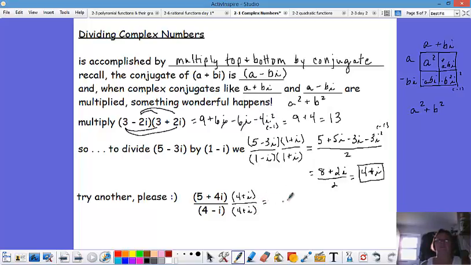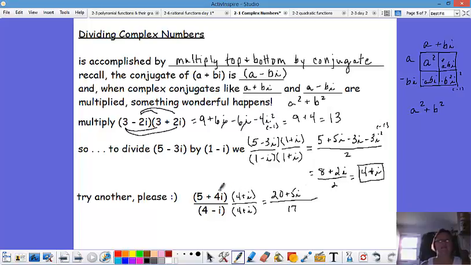We're going to think bottom first, maybe, because that's the easier math. The pattern says if A is 4 and B is 1, then we should be getting 4 squared plus 1 squared. That's 17. On top, 5 times 4 is 20. That was the first. The outsides, 5 times i, 5i.